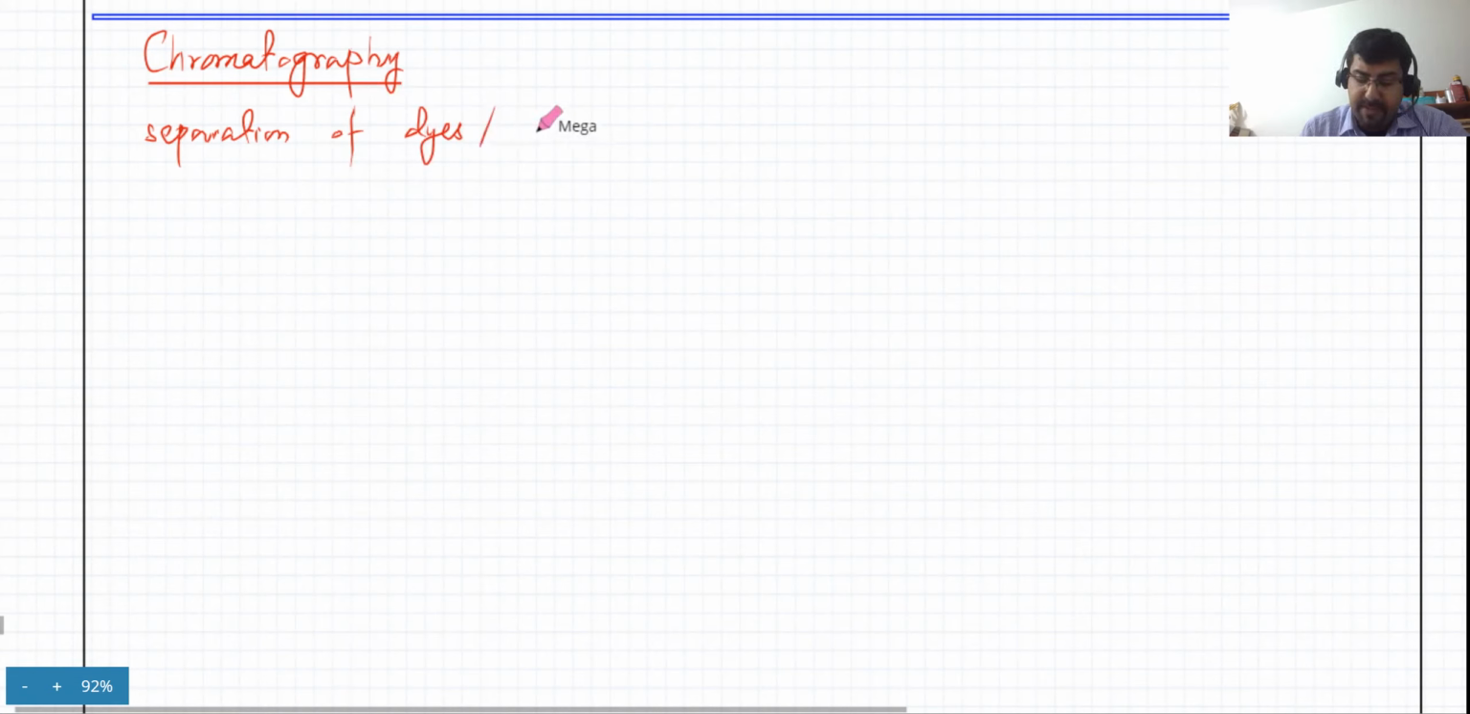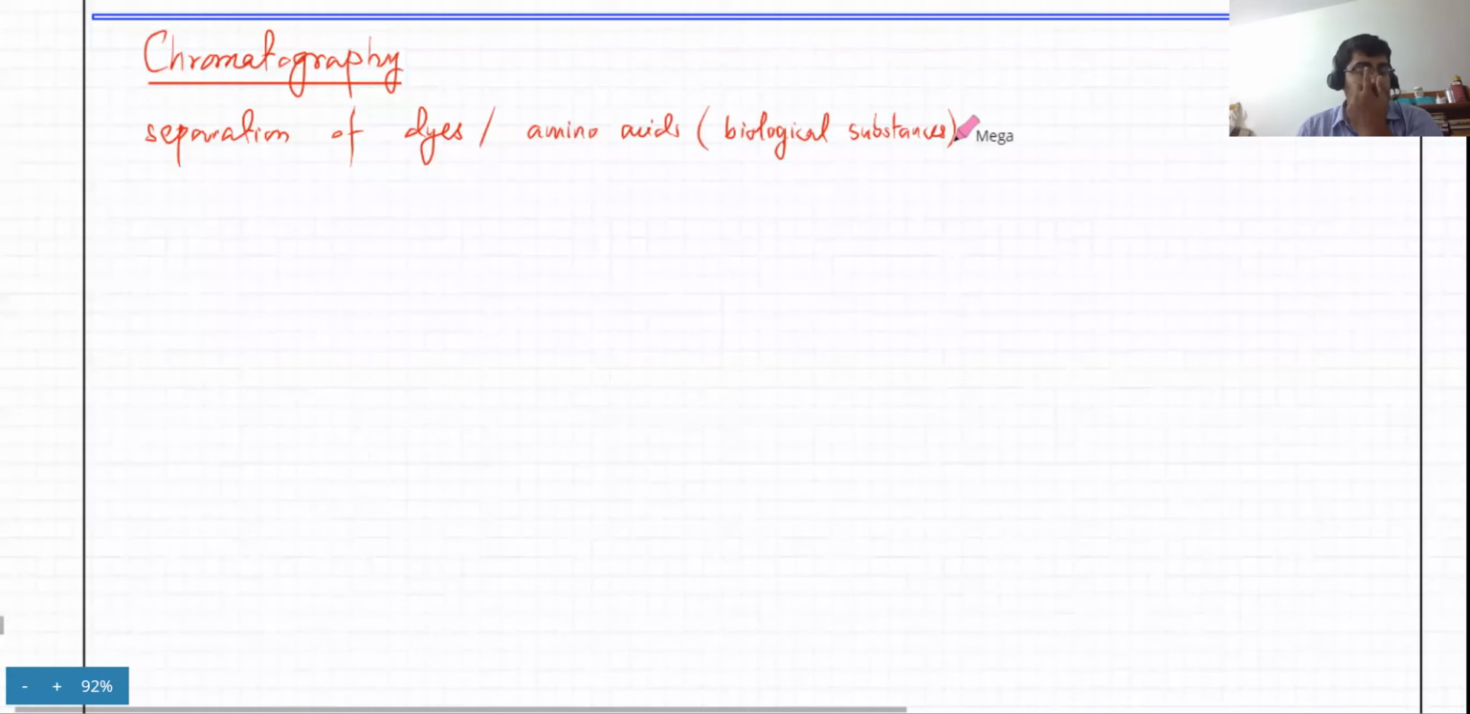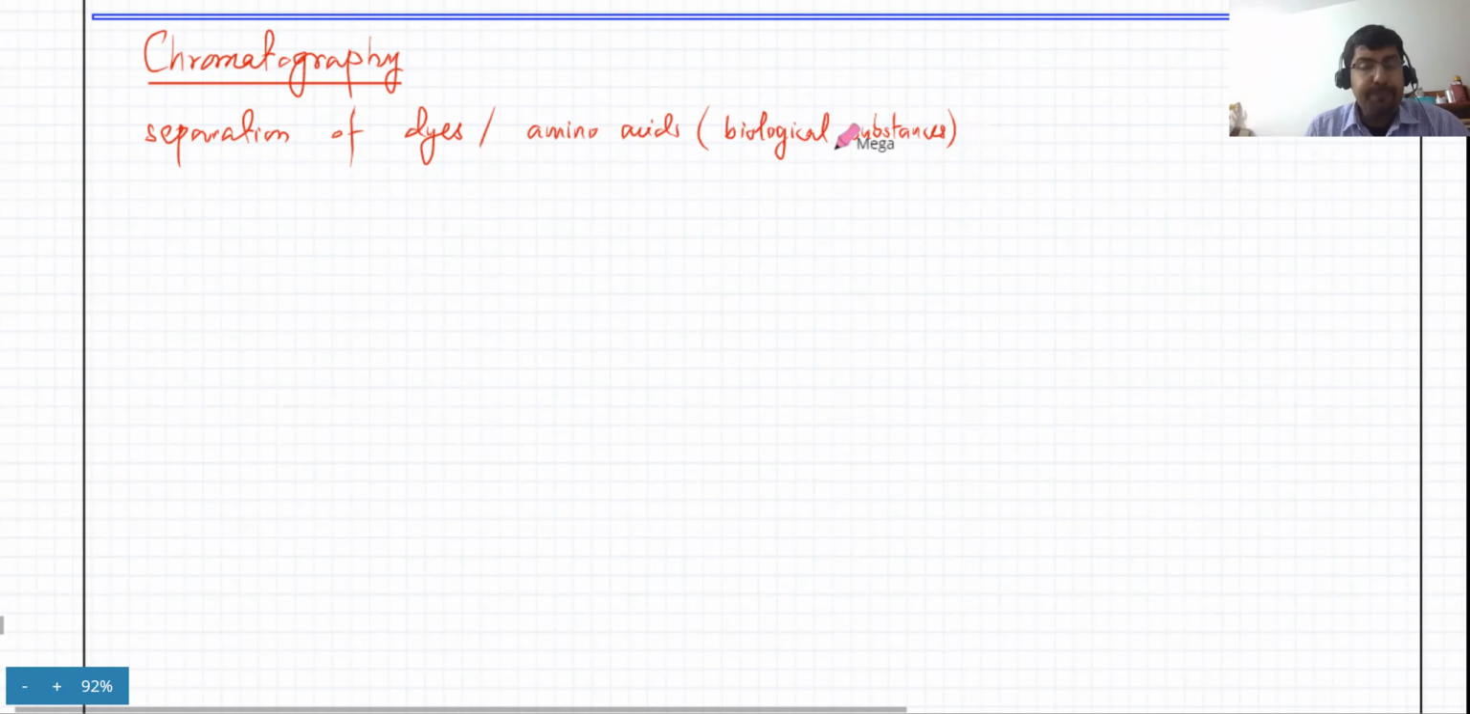So, separation of amino acids or other biological substances. And the reason, let's focus on dyes and amino acids because most of the questions are related to dyes and amino acids. So, for example, green is a mixture of blue and yellow. So you can separate the green dye into its components, which are blue and yellow.